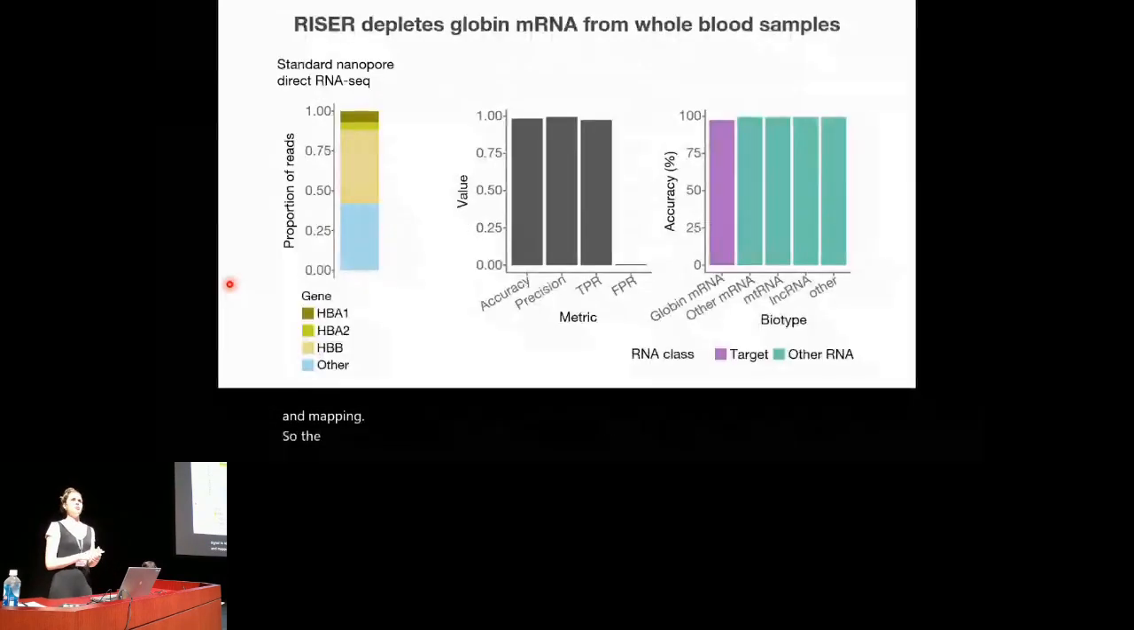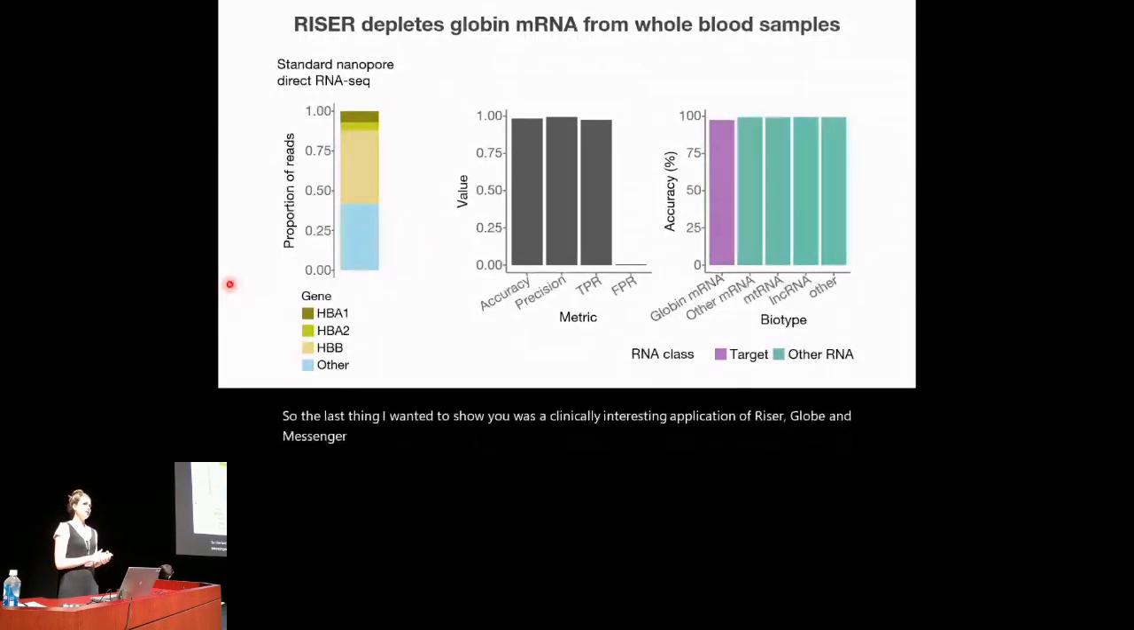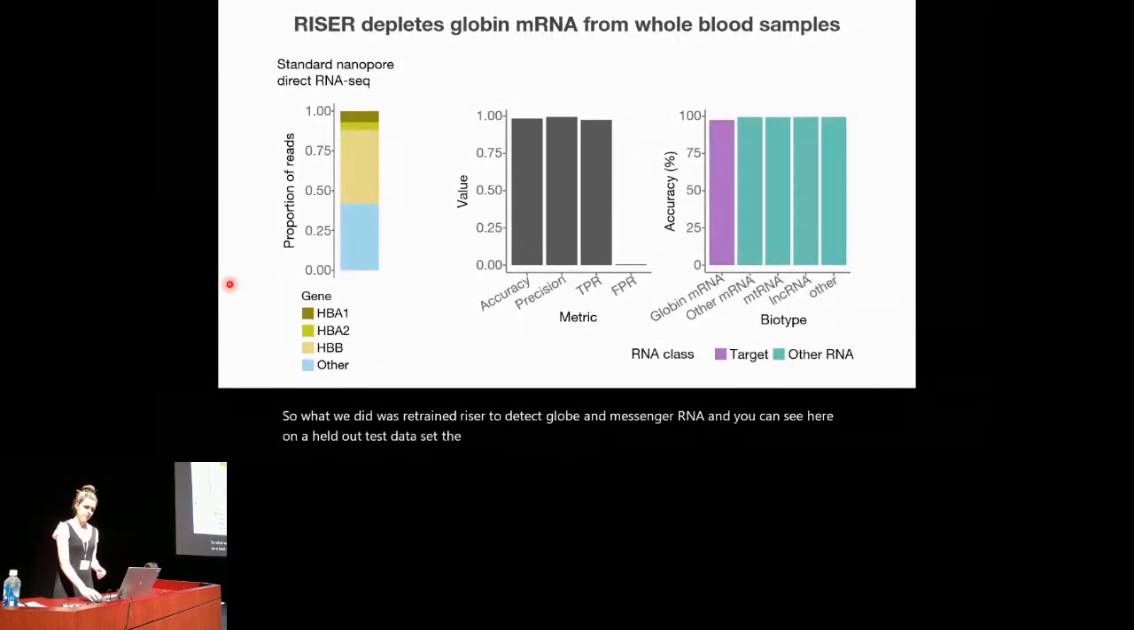So the last thing I wanted to show you was a clinically interesting application of RISA. Globin messenger RNA dominates whole blood samples, which makes it difficult to obtain a good coverage for other clinically interesting transcripts. So existing globin depletion methods are biochemical based, and the problem with this is that it fragments the RNA, and so there's no globin depletion method that's compatible with long-read direct RNA sequencing. So what we did was retrain RISA to detect globin messenger RNA. And you can see here on a held out test data set, the performance was very strong.